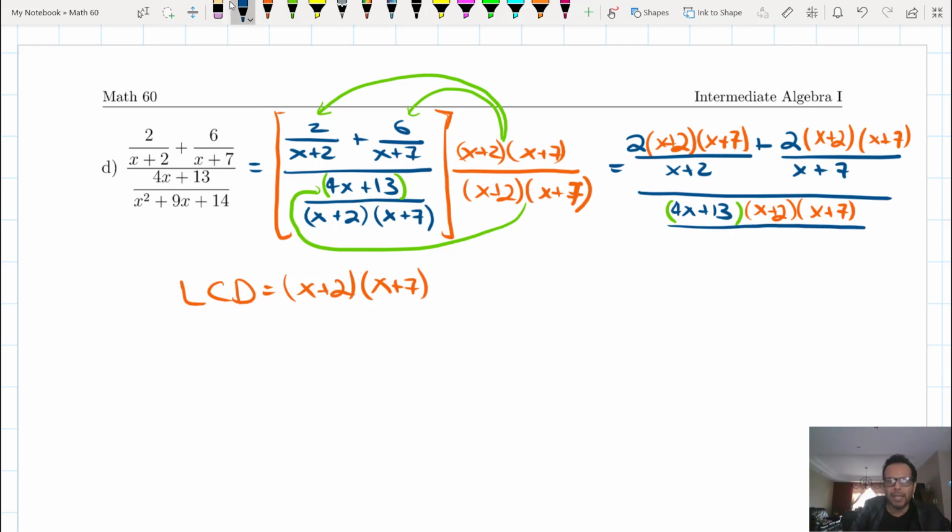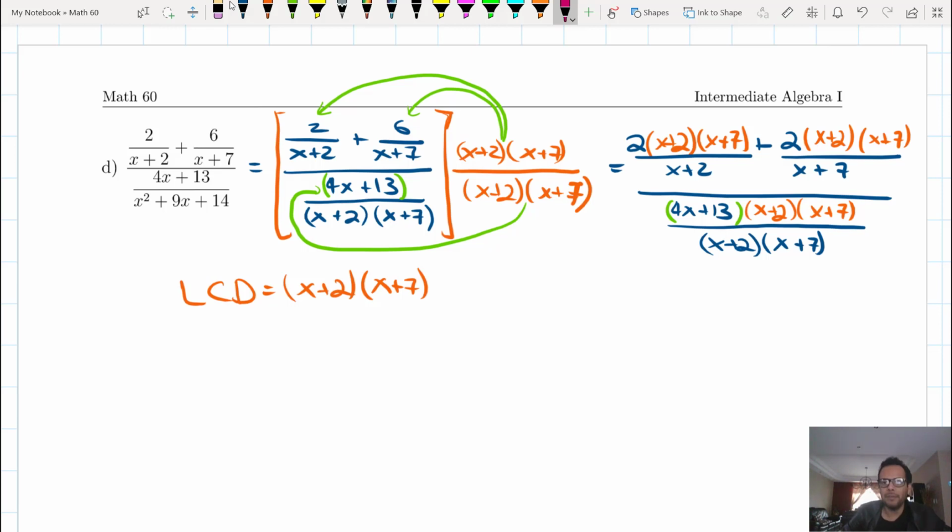gets divided by the quantity, the product of these two, which is the LCD itself. x plus 2, x plus 7. All right, so we multiply numerator and denominator by the LCD. Now, let's divide out common factors for each denominator, for each term in the numerator and the denominator.